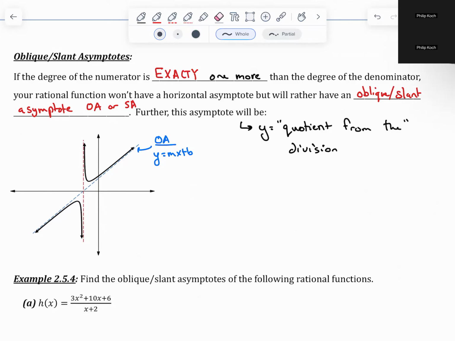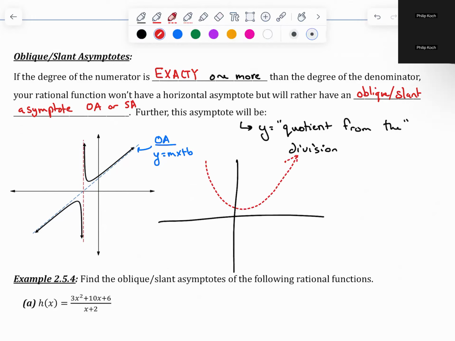But point being is, if the degree of the numerator is exactly 2 more than the degree of the denominator, you have not an oblique asymptote or a slant asymptote, you have a parabolic asymptote. So what it looks like is on your graph, it will follow a parabola instead. It'll have a parabolic asymptote, which is pretty cool when you think about it, that it does that. But I digress.